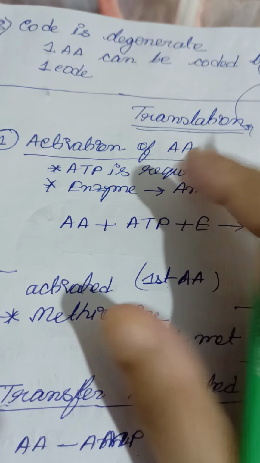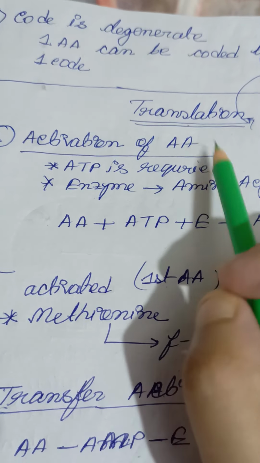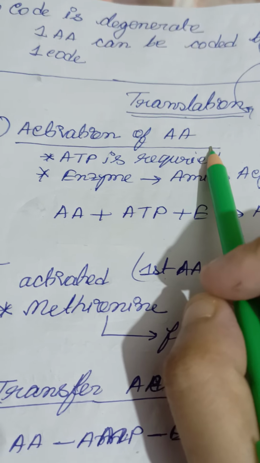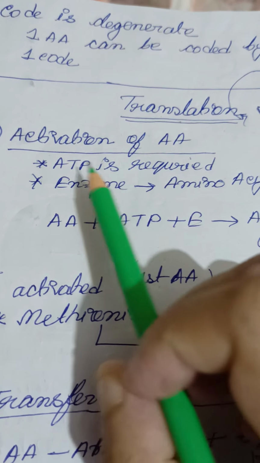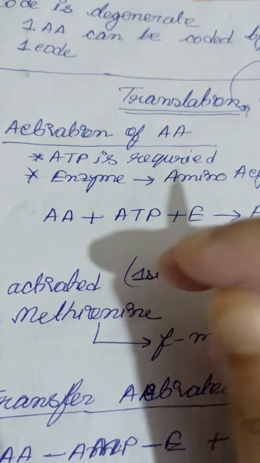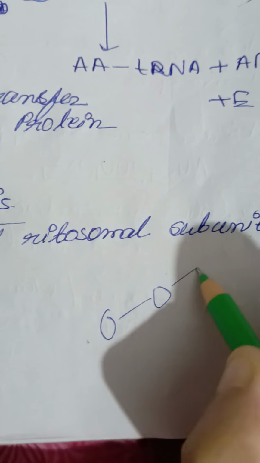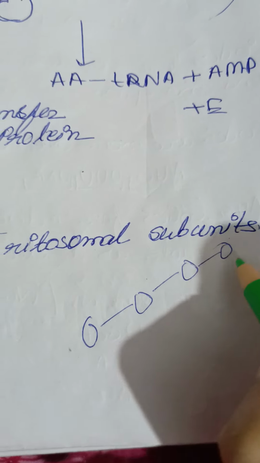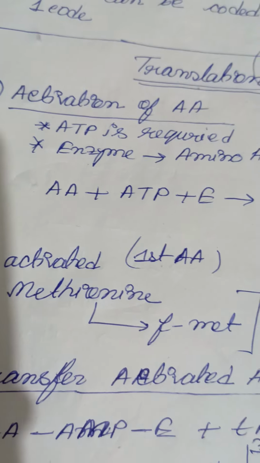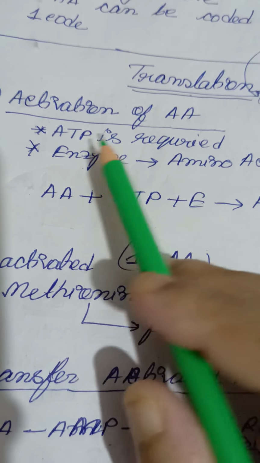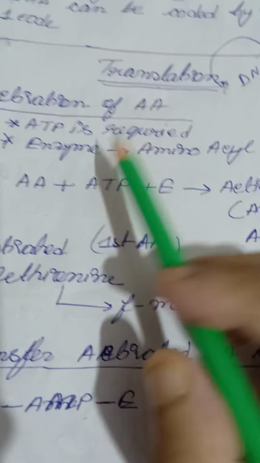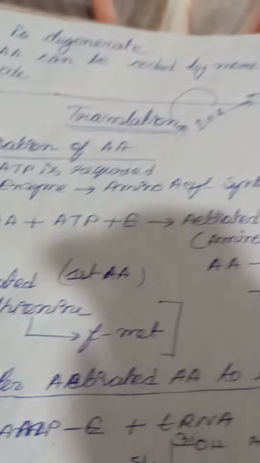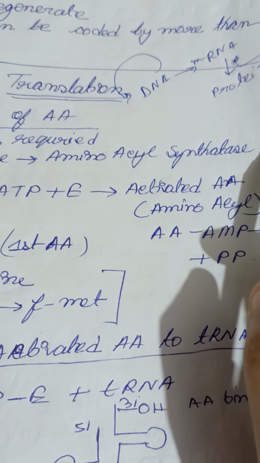Okay, so first in translation, the activation of amino acid. For the activation of amino acid, what will we require? We know a protein is made up of many amino acids. So amino acids are monomers of a protein, right? For protein synthesis, amino acid is required. For activation of this amino acid, ATP is required, and an enzyme is required, that is called amino acyl synthetase.